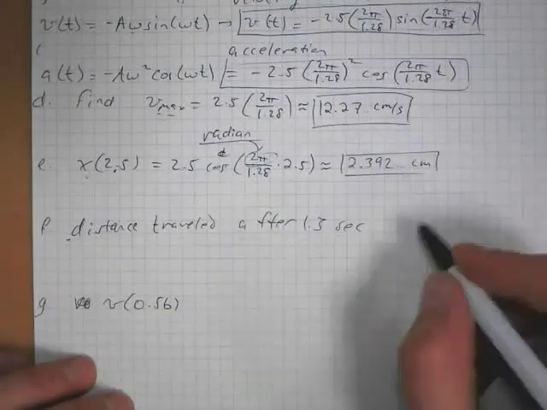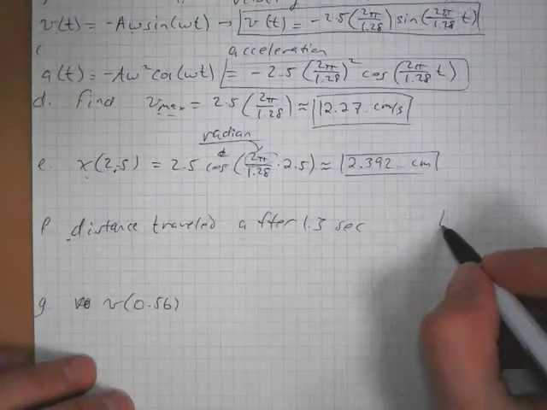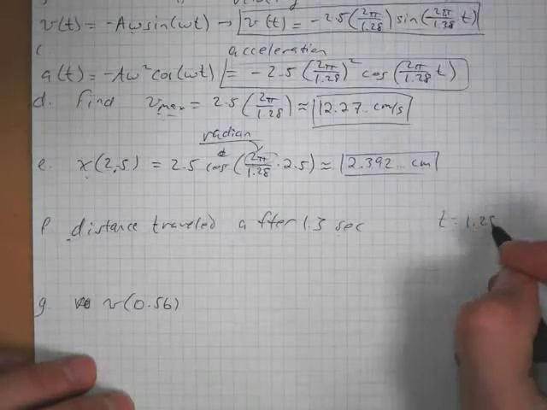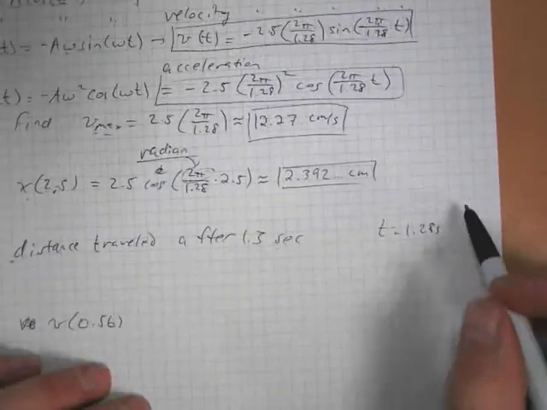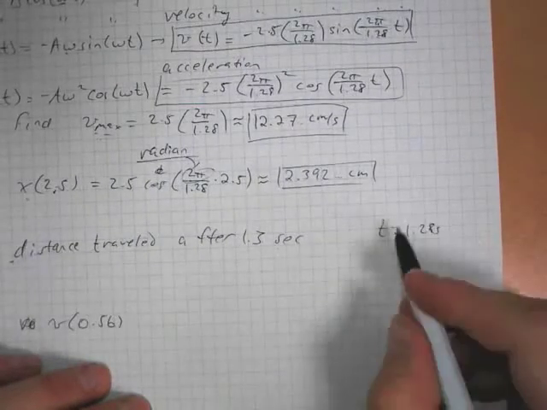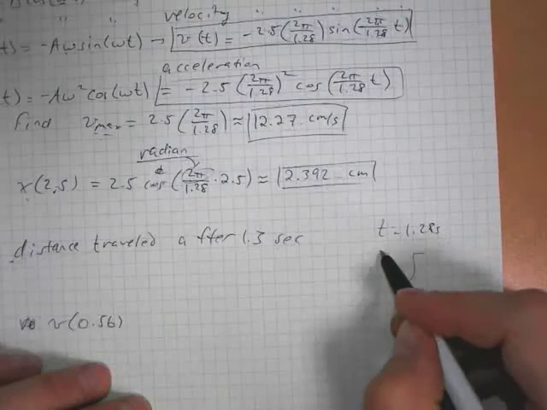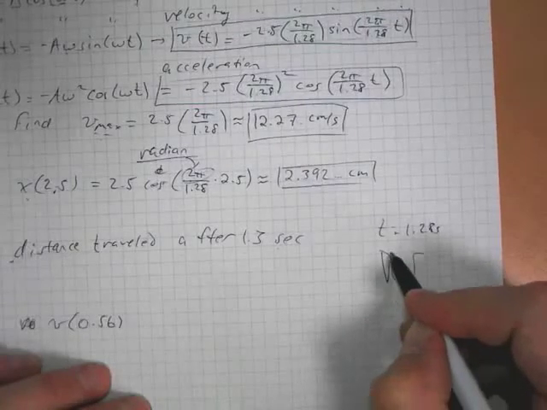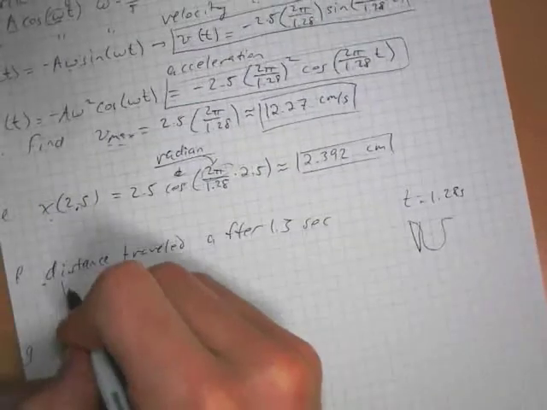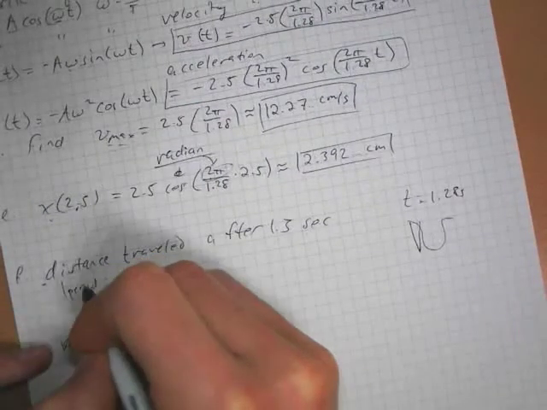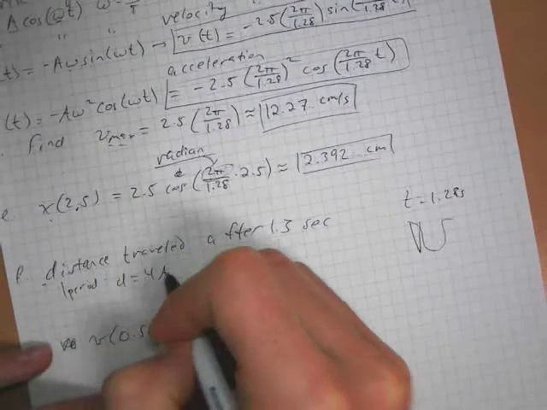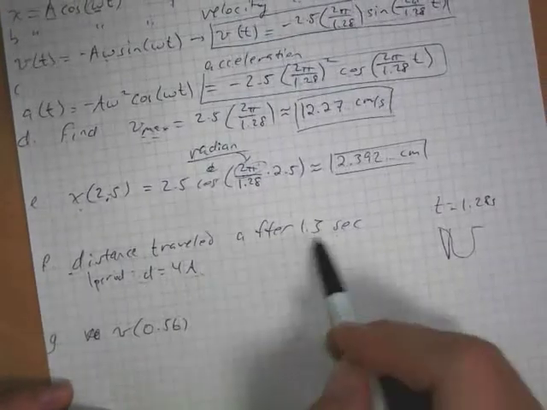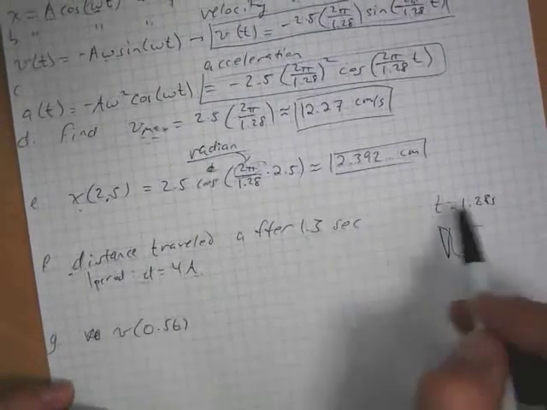For example, if I said distance traveled at t equals, what did I say? Our period was 1.28. At 1.28 seconds, this would just be one period, which means we go up and down, and so our distance traveled, well, we go amplitude, amplitude, amplitude, amplitude. So in one period, the distance traveled is 4 times the amplitude. So here we've got 4 times the amplitude plus some. 1.3 is just a little bit more than 1.28.